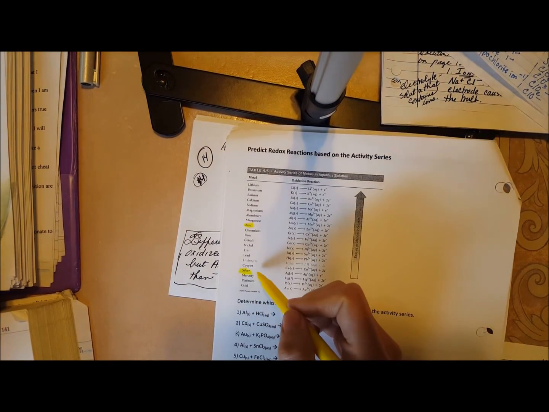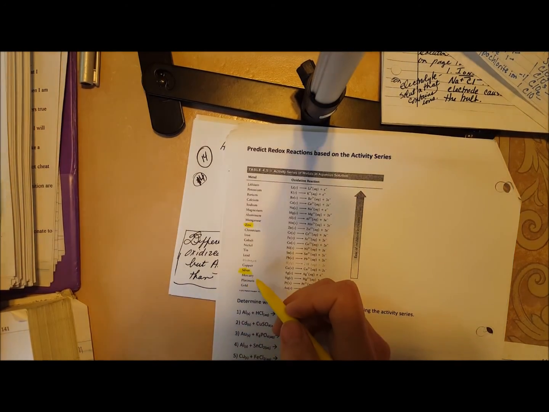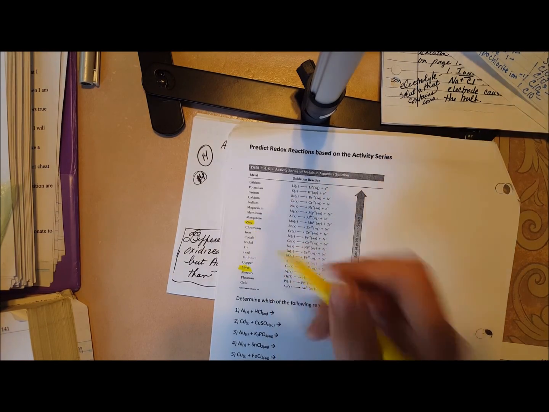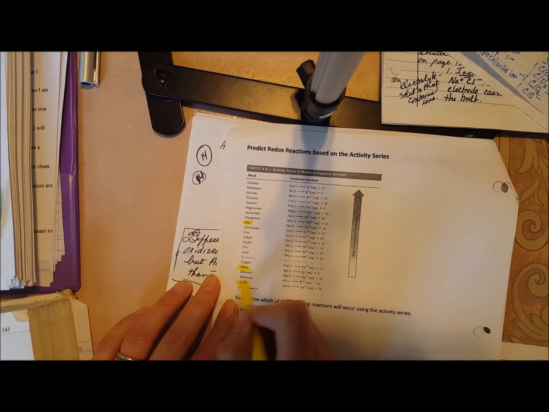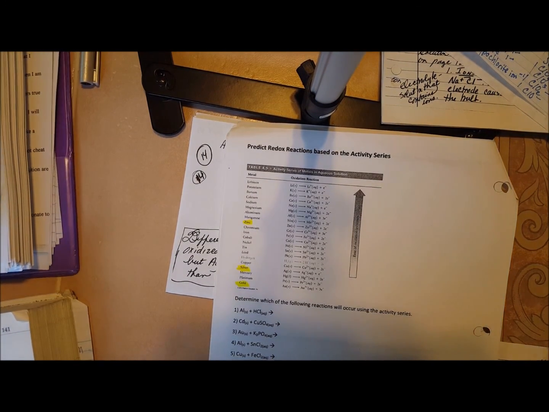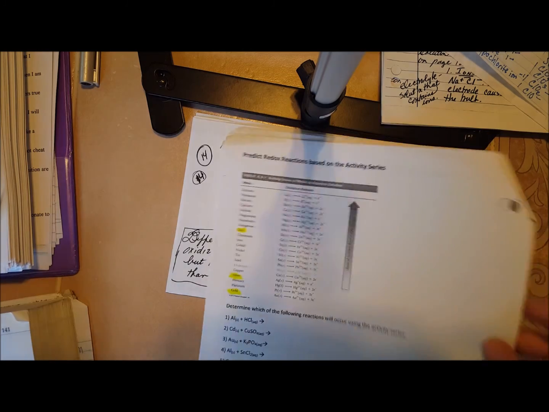So silver being lower on the activity series is not as reactive, meaning it does not lose electrons as readily as zinc would. And that's why we use silver and gold for jewelry, because of the properties it has of being unreactive with many, many things.